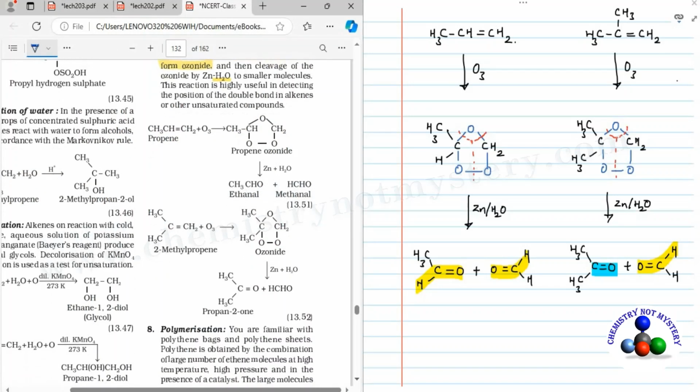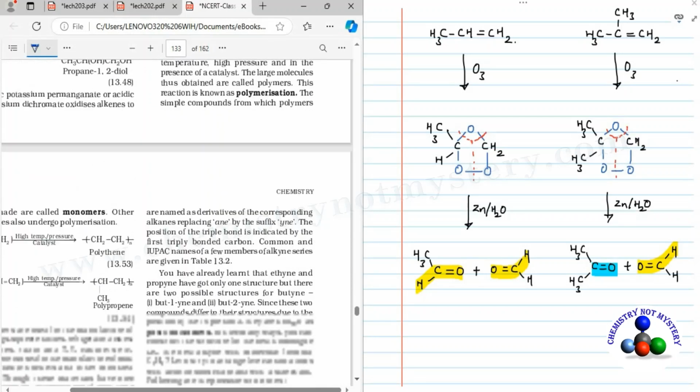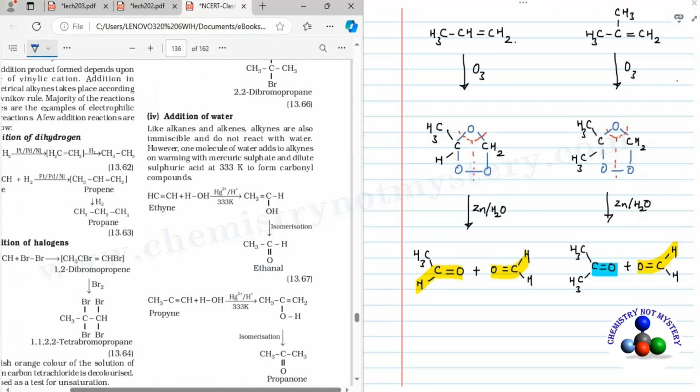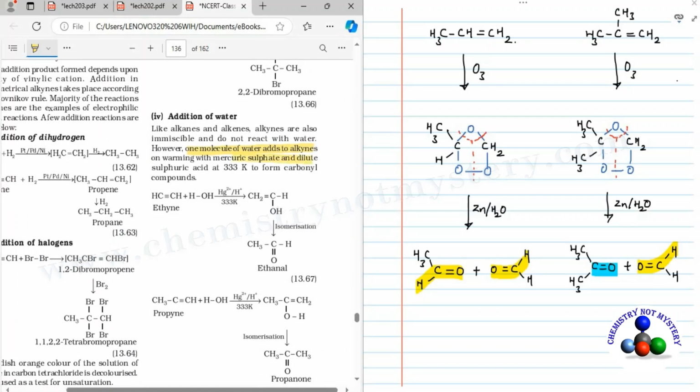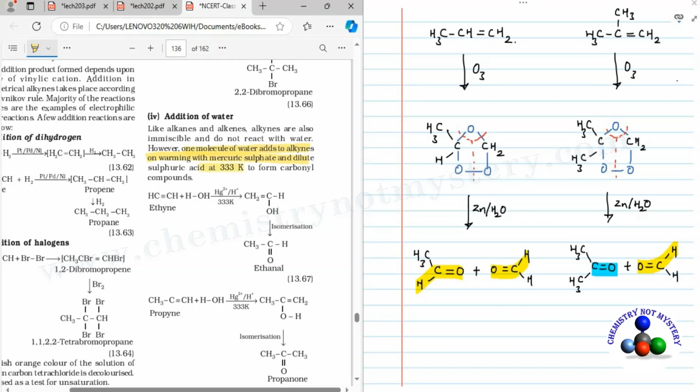Here we need to find where it is given. So here it is given. Let's read from the book. Like alkanes and alkenes, alkynes are also immiscible and do not react with water. However, one molecule of water adds to alkyne on warming with mercuric sulfate and dilute sulfuric acid. So when one molecule of water adds to alkyne in presence of dilute sulfuric acid and HgSO4 at 333 Kelvin temperature, it gives carbonyl compounds.